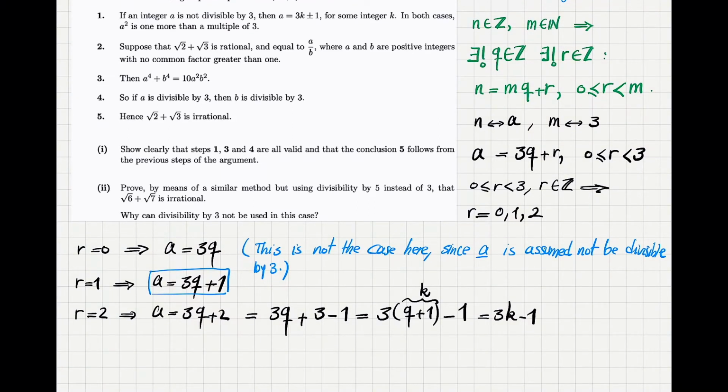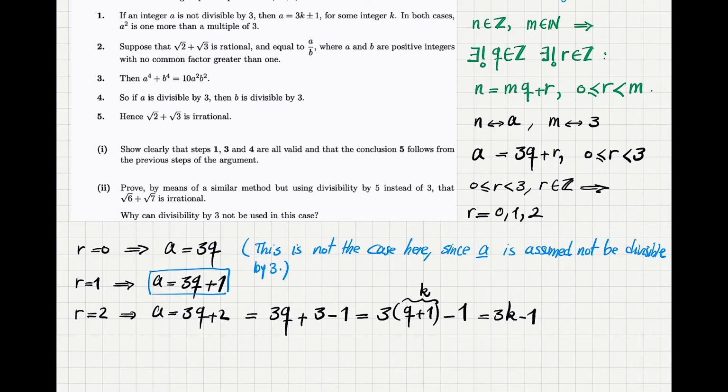Okay, now we are supposed to prove statement number 3. We are supposed to show this equality. But what are a and b? It's clear, it's mentioned in statement number 2. The goal of this problem is to prove that this is irrational. In statement number 2, we suppose on the contrary that square root of 2 plus square root of 3 is rational. So it can be written as a fraction whose numerator and denominator are integers.